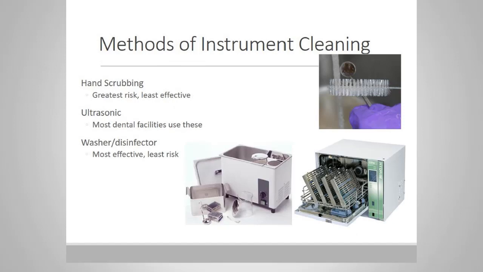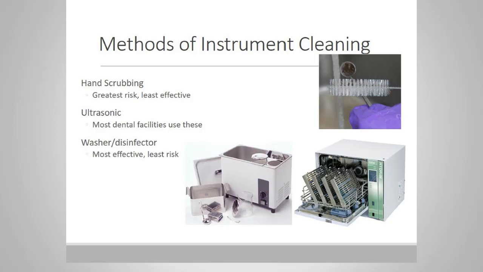There are several methods of instrument cleaning: hand scrubbing, the ultrasonic, and a washer disinfector. Hand scrubbing is the least effective, and it poses the greatest risk to those who process instruments, and that is because your hands are near sharp tips and under running water, and you can see that this could pose some risk of a percutaneous injury. So if you must hand scrub your instruments, do it under running water, with a long-handled brush to keep your fingertips away, heavy-duty utility gloves that are a little bit more puncture resistant and chemical resistant, and of course wear appropriate PPE.